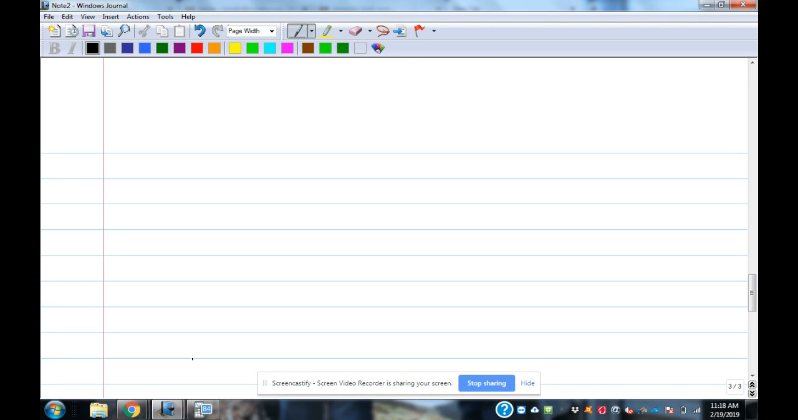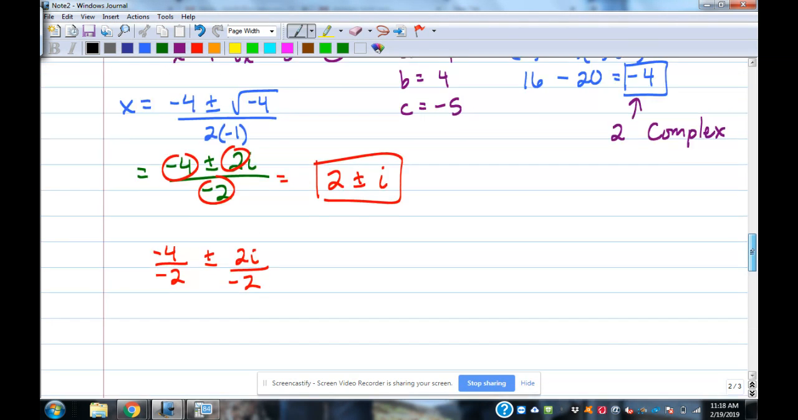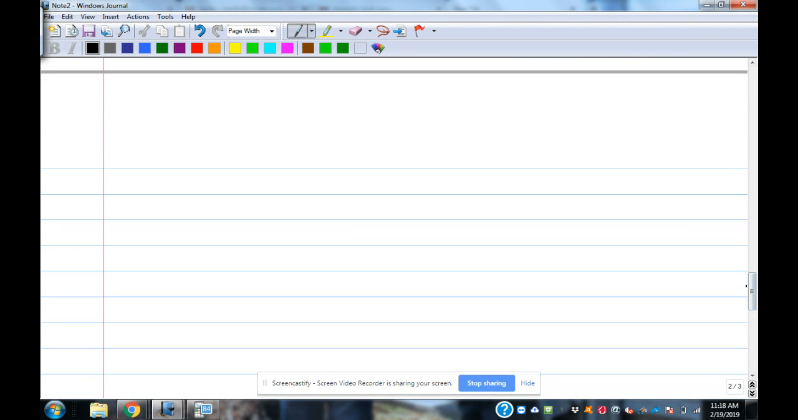I don't think you did. Most of us aren't doing any complex numbers in Algebra 1, whether you're doing the year-long or the semester version. So let's look at another one.